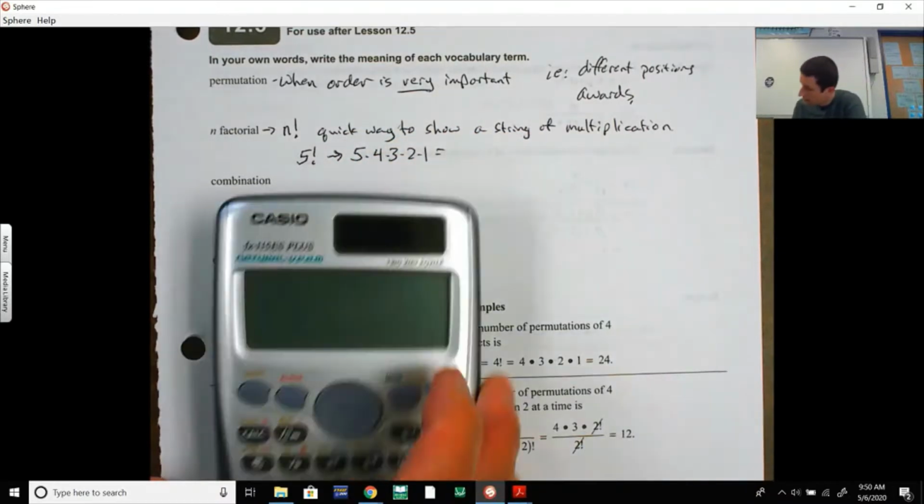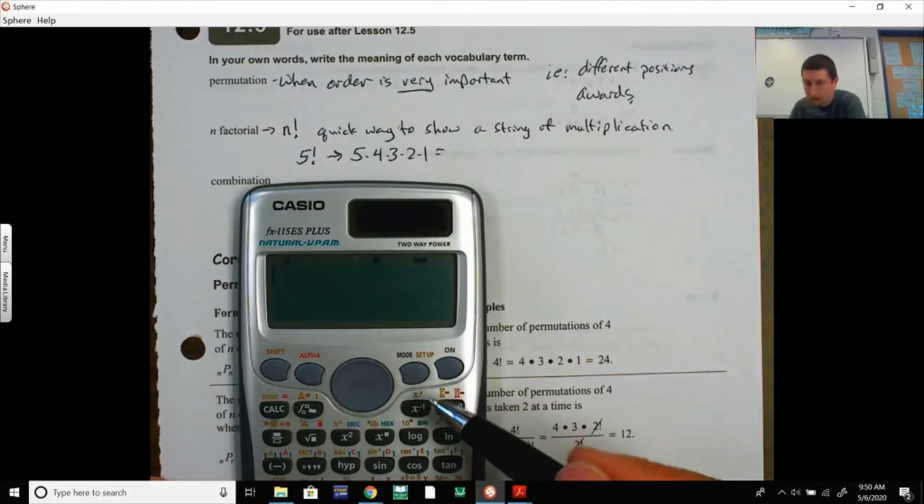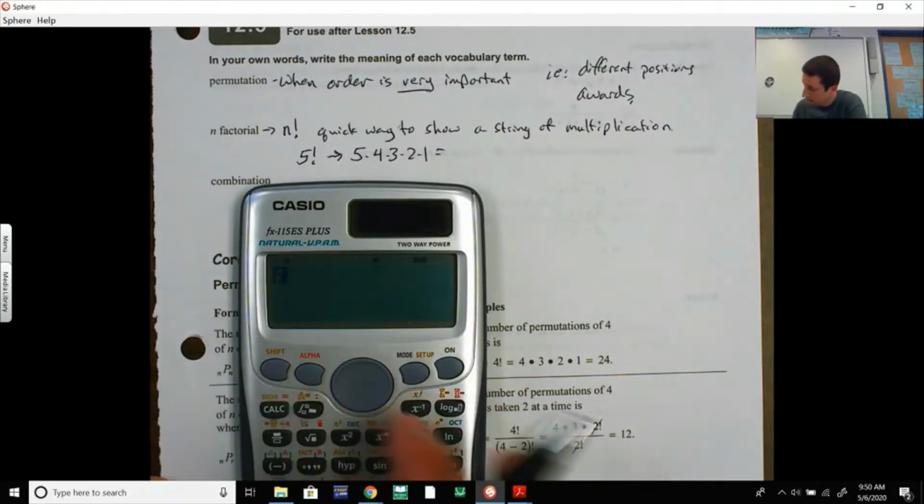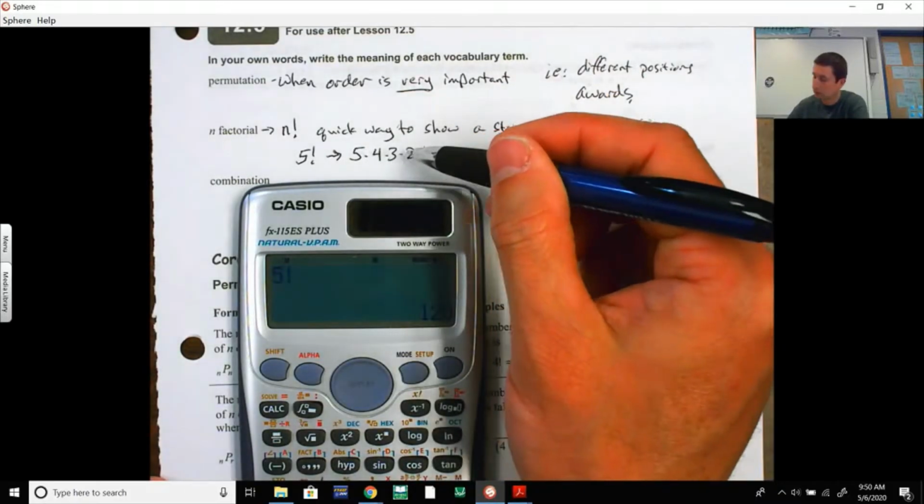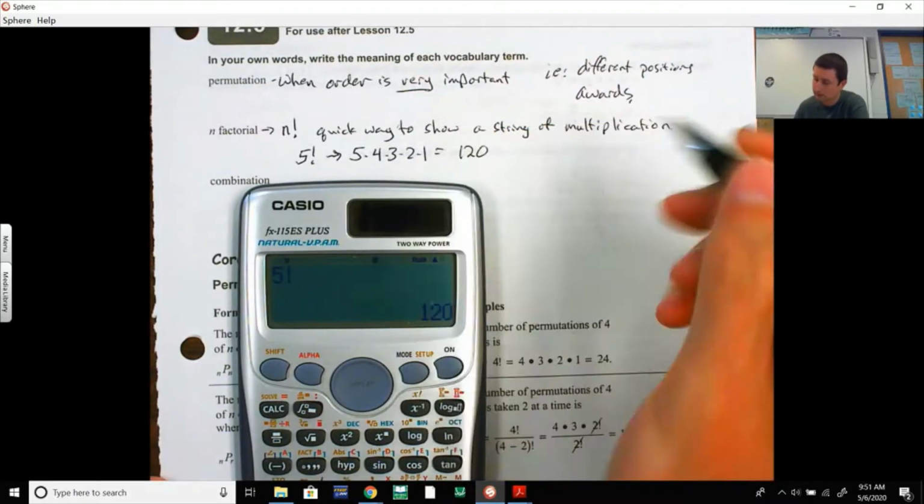Okay? On the calculator, on this one, I'm looking for this sign right here, the x factorial. So I can go 5, and then it's, oops, not that one. 5 factorial, and you get 120. 5 times 4 is 20. 20 times 3 is 60. 60 times 2 is 120. 120 times 1 is that.